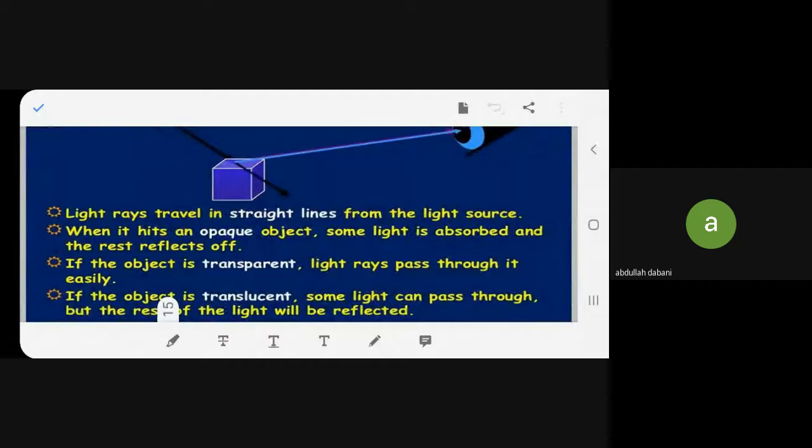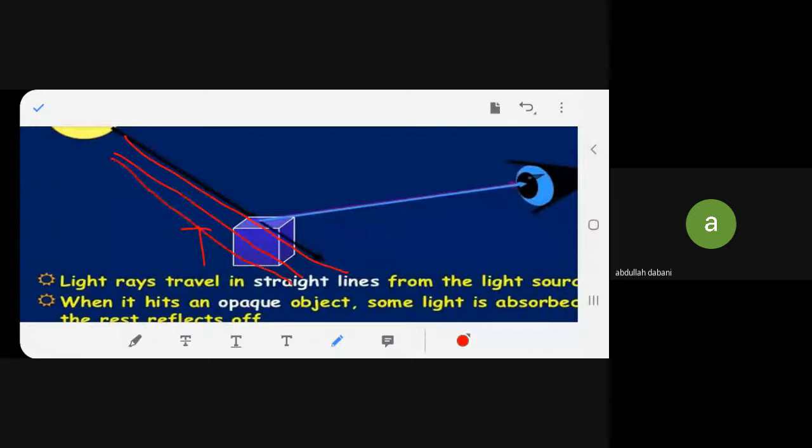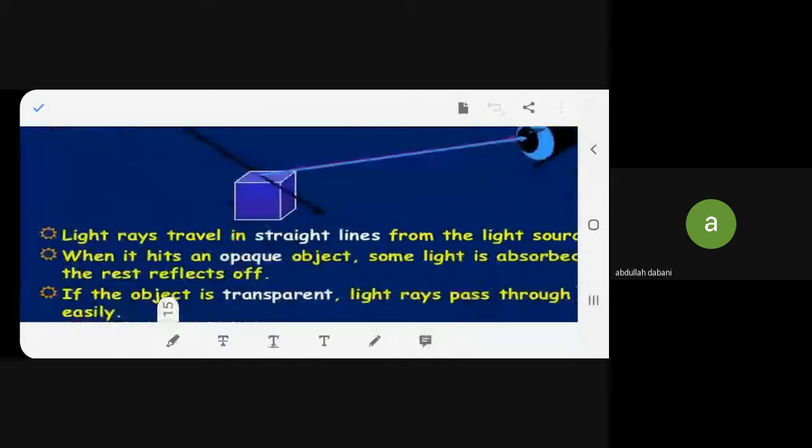Now we come to transparent. If the object is transparent, light rays pass through it easily. For example, if this is transparent, then all the rays will pass through like this. All the rays will pass through. You agree? And we can see. In transparent, the light rays will pass through.